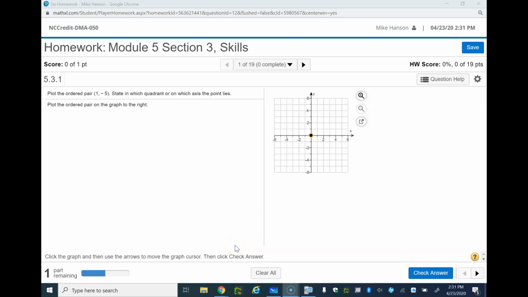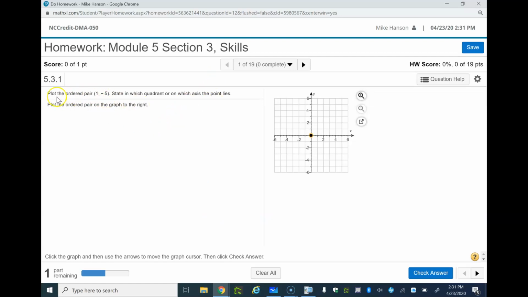So with this video, I'm going to go over a few sections in DMA 50. I'm not going to spend a lot of time in section 3. MyMathLab does a good job of explaining this section, but I do want to go over a few topics and how to use the calculator for this section, and then we get into section 4 next.